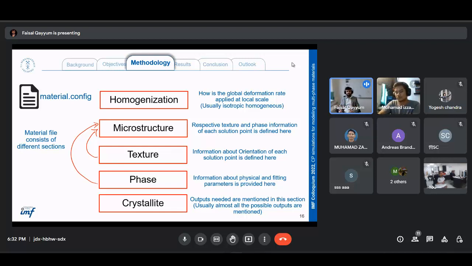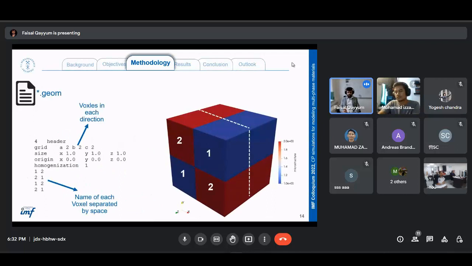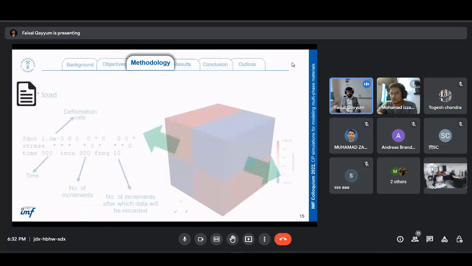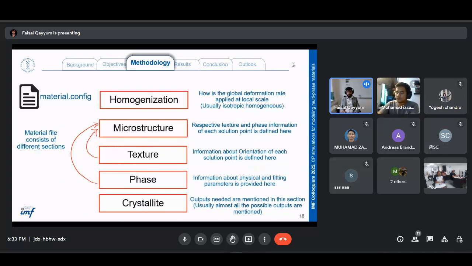So in the material configuration file, based on the geometry file, when we say here 1, 2, and 2 or 1, for example, there are only two voxels, 1 and 2. So the simulation wants to know what is 1 and what is 2. And to define this 1 and 2, we define all of them in the material configuration file as a microstructure. And then based on that microstructure, we define 1 is this phase and this orientation distribution, and 2 is this phase and this orientation distribution. They can be the same, generally they are different. And based on that, the simulation knows which deformation principles and constitutive laws should be attributed to which element, and then how they need to be solved and resolved.